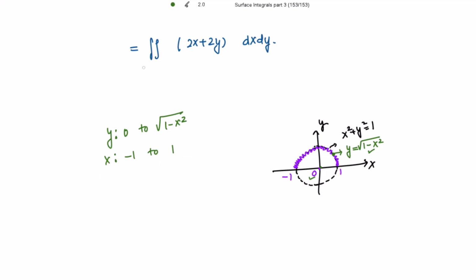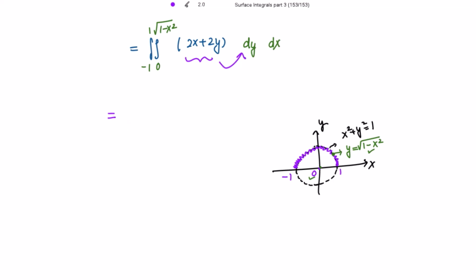So we have to take the limits of x on the outer integral, so this is dy dx, and now writing the limits for y, from 0 to √(1 − x²). Please remember the variable having the constant limits should be on the outer integral. So let's continue further. Now integrating with respect to y first, the integral from −1 to 1 of 2xy + 2y²/2, that is y², with limits from 0 to √(1 − x²), dx.